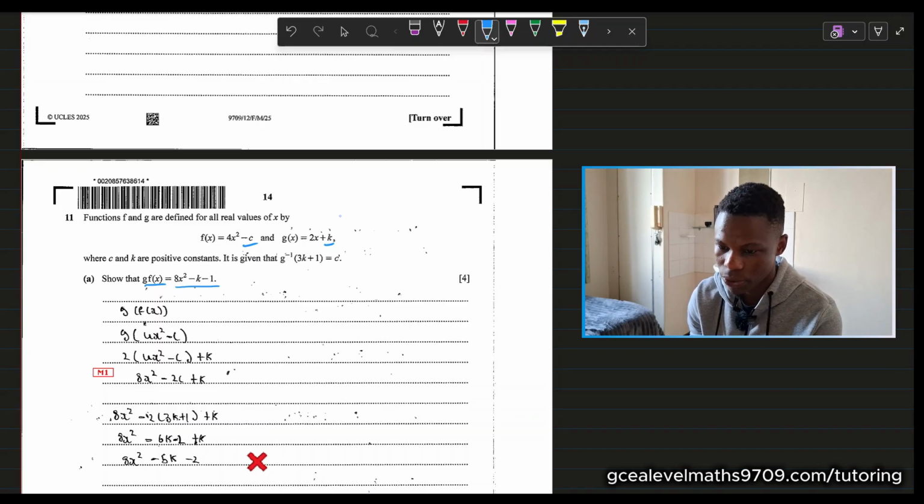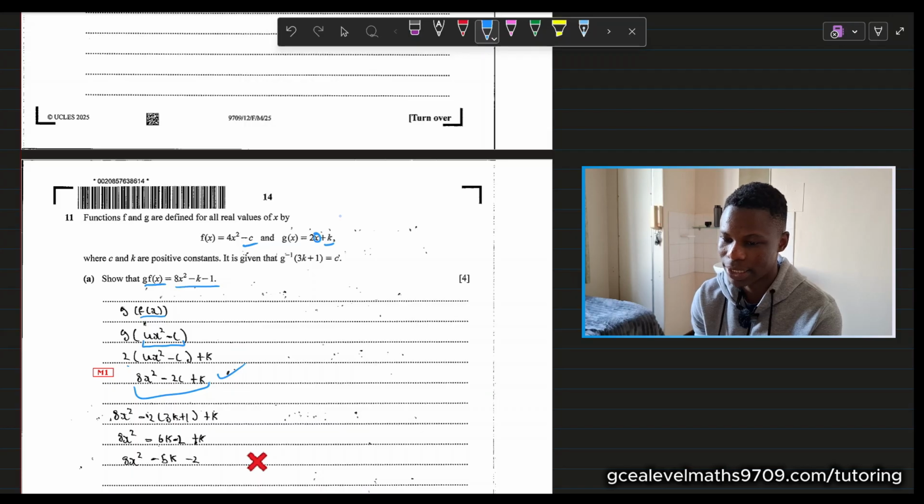So you replaced x with f of x, all right? And you substituted this into g, so our f is 4x squared minus c. So now going into g, you're replacing this x here with 4x squared minus c, so it becomes 2 times 4x squared minus c, plus k. Perfect, very well done here.